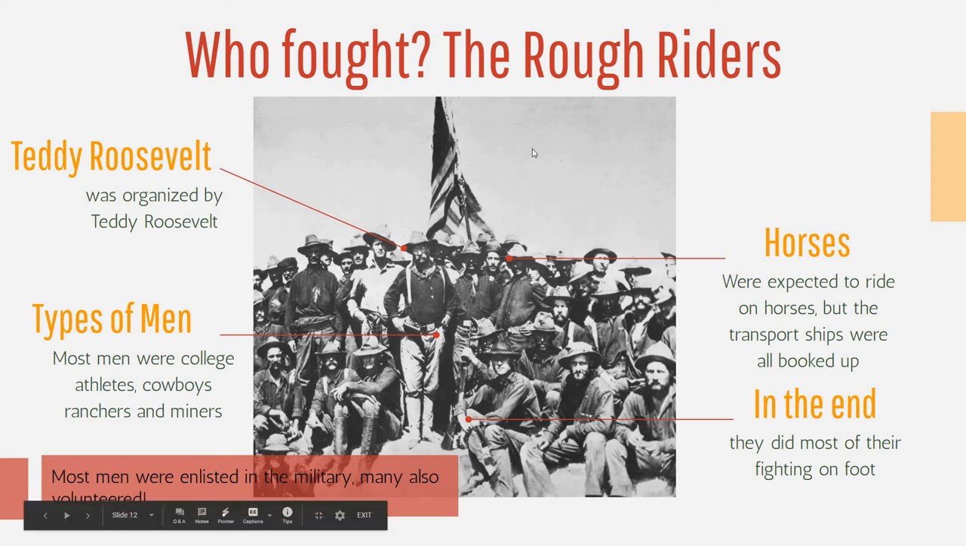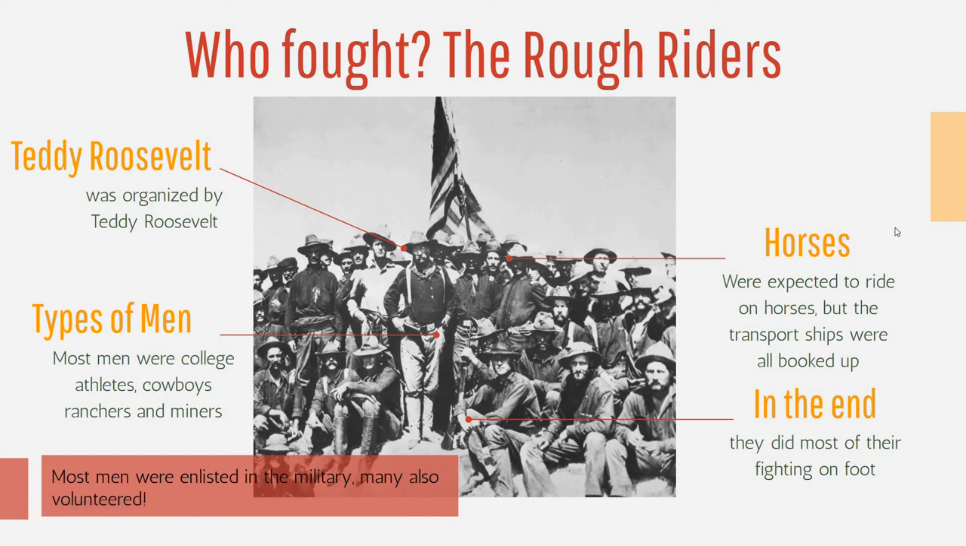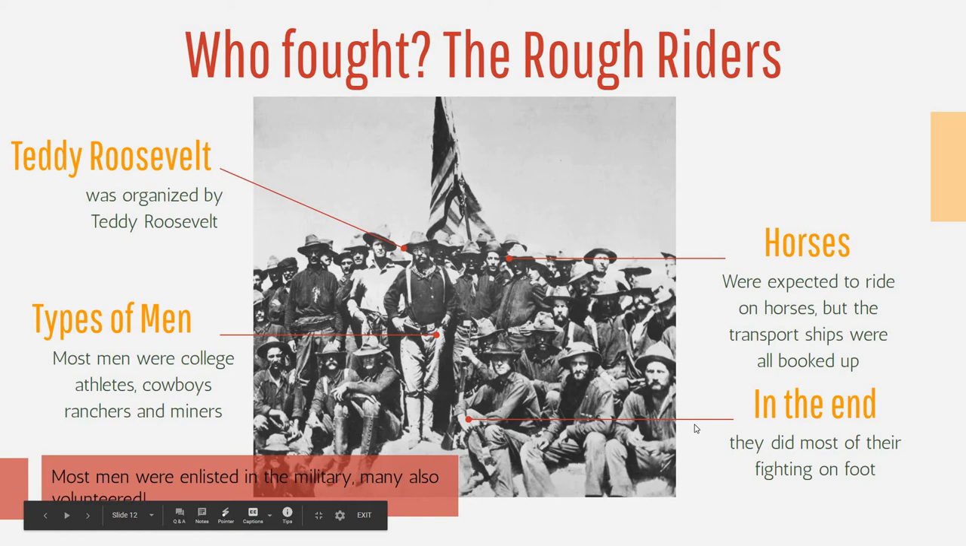So they're called the Rough Riders because they were expected to ride on horses, but those horses never really showed up. Only a few hundred of these men ended up with horses, so most of their fighting would happen on foot. So it's kind of a misnomer here, the term Rough Riders. But it's a cool name, right?